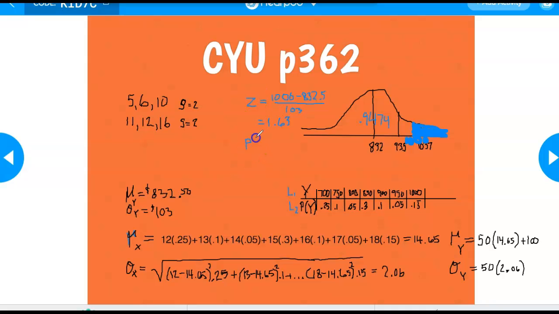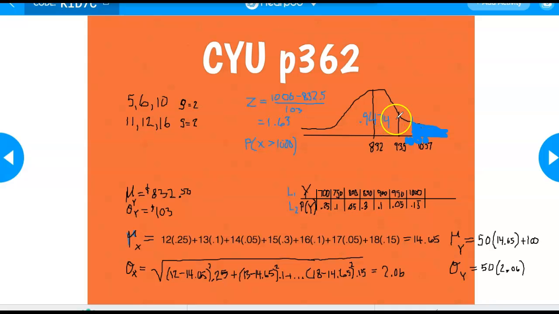of costing more than $1,000. What percent of students spend over $1,000 for tuition at the college? So that is over 1,000. We want above 1,000. That's this area. So we're going to do 1 minus 0.974.